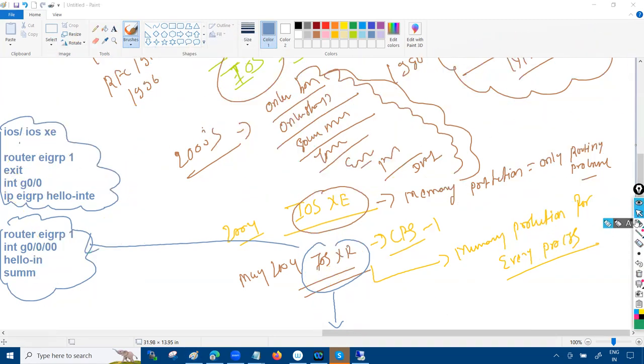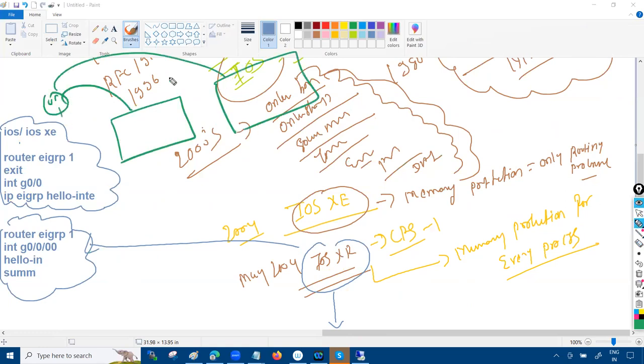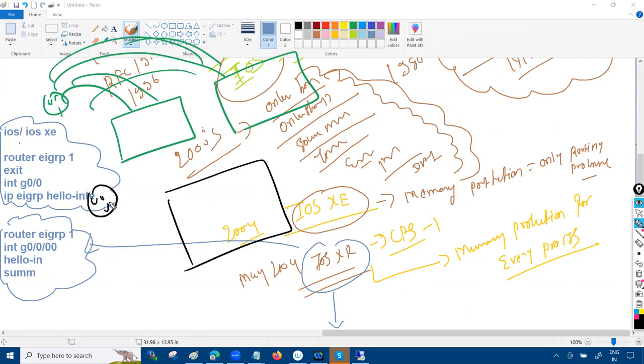This is the router EIGRP mode. This is the interface mode. So the person has to go first in this mode, then this mode, this mode, this mode. But in the case of IOS XR, single mode. All those things you can do in the single box. Understood.